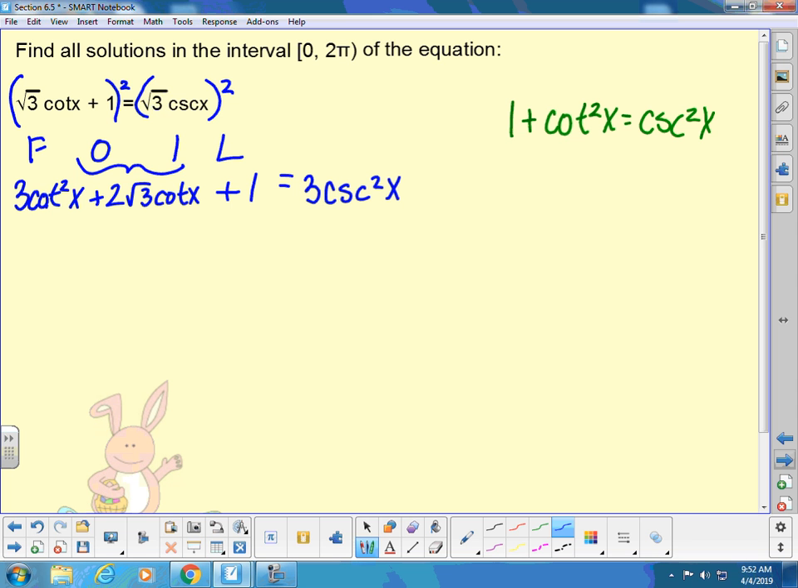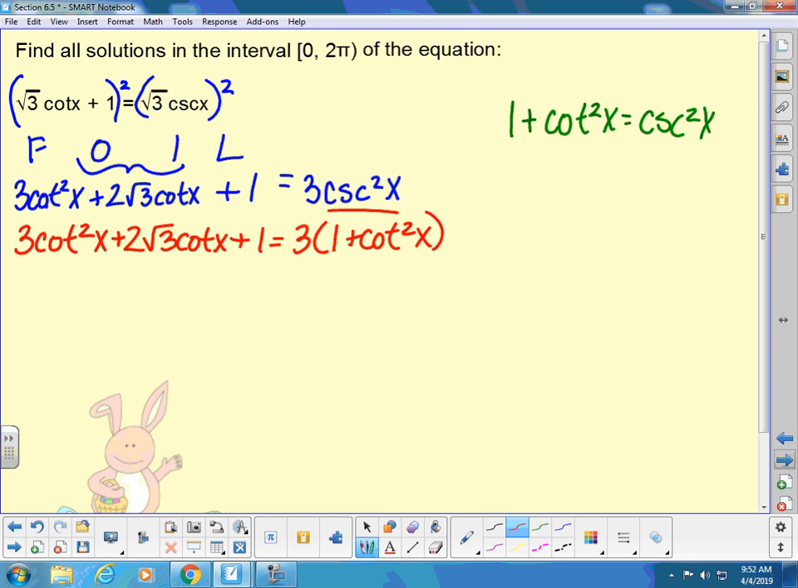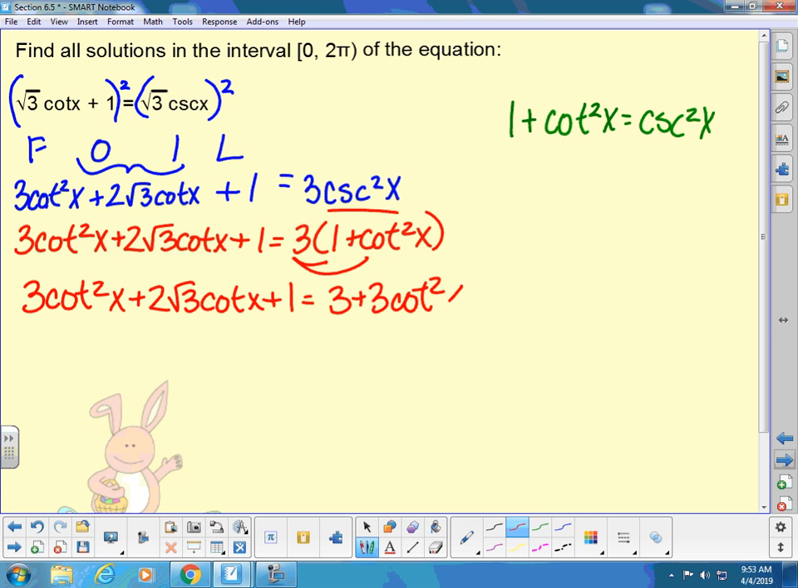So what would you replace now using that Pythagorean identity? Yeah, this is a guy that sticks out. So let's replace him with 1 plus cotangent squared. What would you do next? Distribute. Okay. And now it's all the same function.